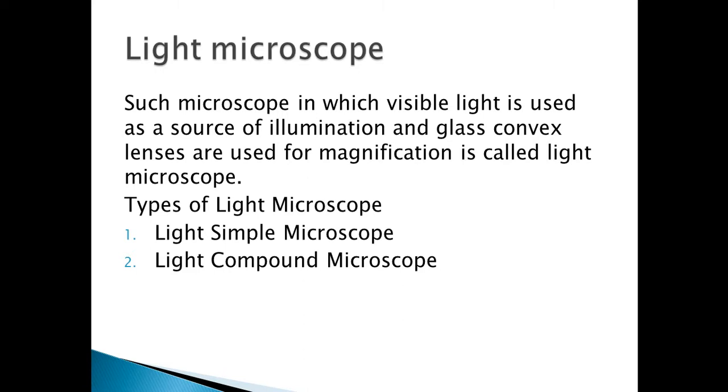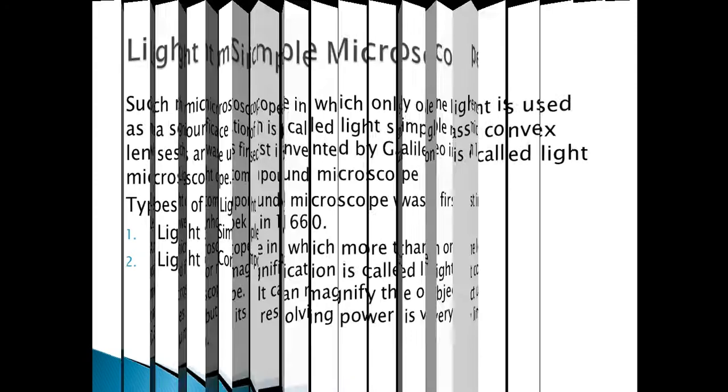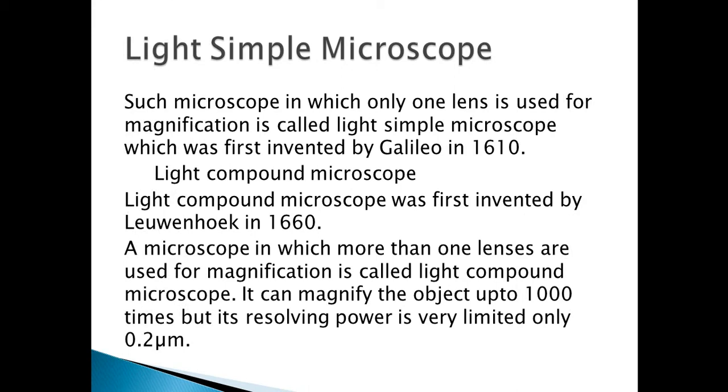And there are types of light microscope. Number 1 is light simple microscope and number 2 is light compound microscope. So that is number 1, light simple microscope. The question arises, what is meant by a light simple microscope? Here is the definition. You can see such a microscope in which only one lens is used for magnification is called a light simple microscope, which was first invented by Galileo in 1610.